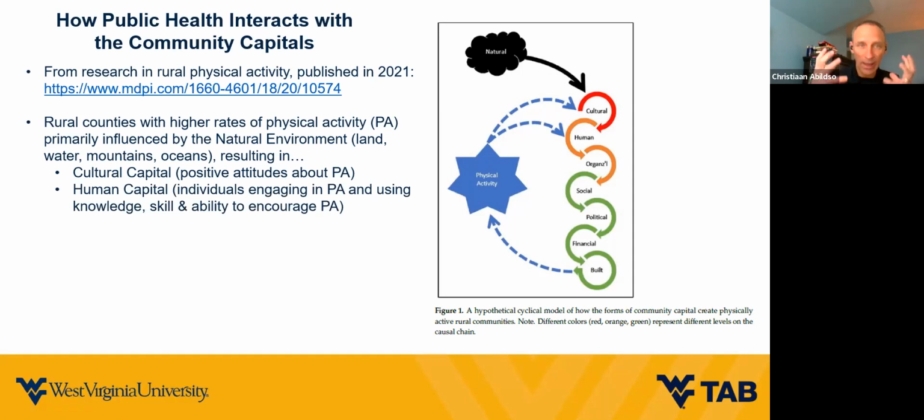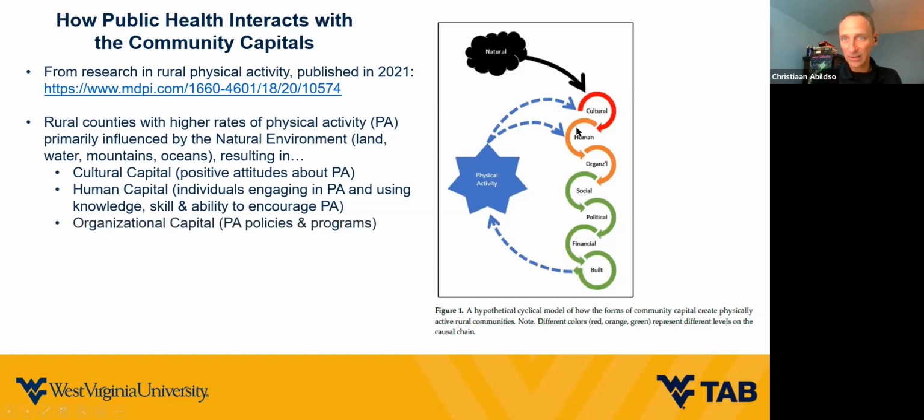And we saw that when we started asking people more and more, that really had an influence on the human capital. So the people in these communities, first of all, by individuals, whether they engage in physical activity or not, right? And then also whether they use their knowledge and skill and ability, and where they work in organizations, to encourage physical activity. So you see in the orange how the culture and human organizational capital cycle together. And organizationally, those individuals will influence the policies and programs that go on.